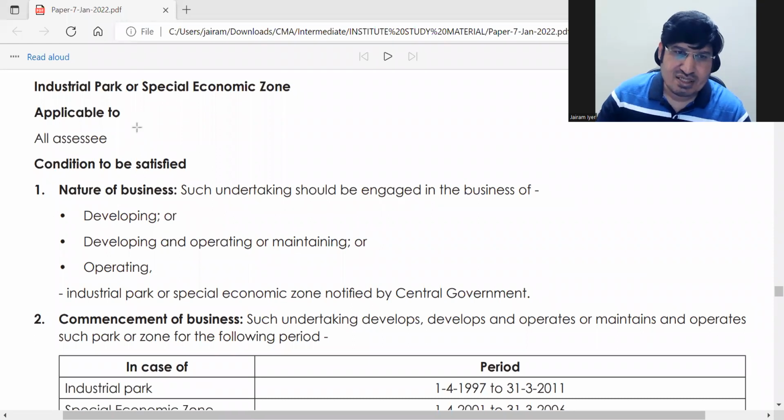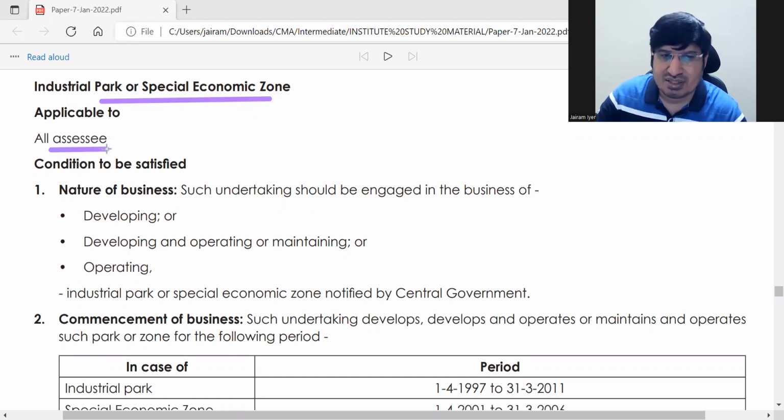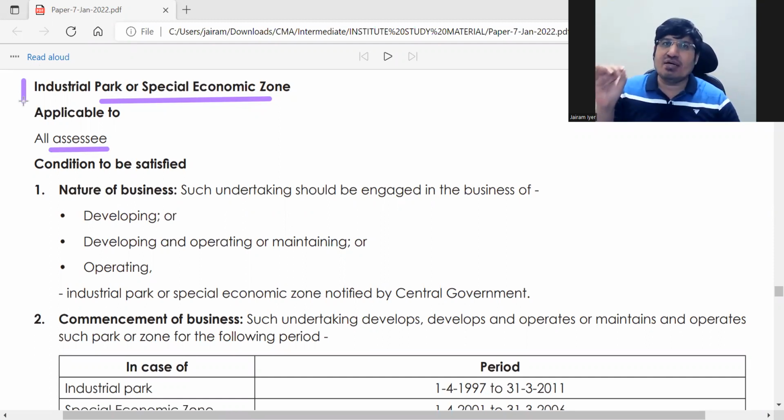The second is industrial park or SEZ. Okay, and this is applicable to all SEZs. Okay, this deduction is applicable to all SEZs. So ये जो condition second वाला जो है, this is actually the section is 80 IAB. First one was 80 IA, right? ये जो है, this comes under 80 IAB.